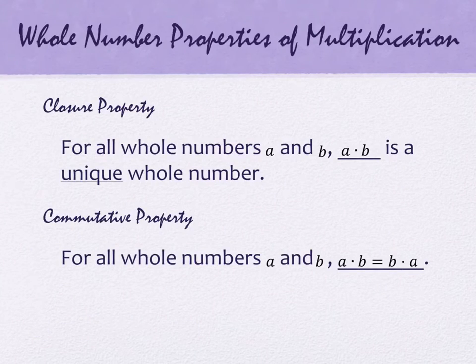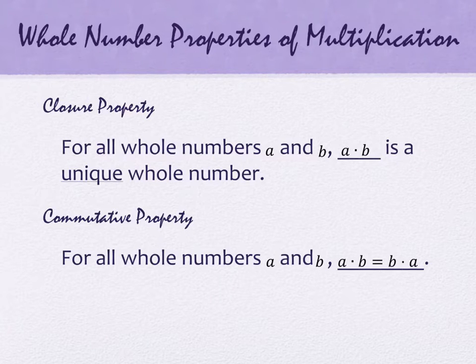All right, so there are some of these that have similar properties, or at least similarly named properties, inside of the addition section. So some of these definitions are very similar. The first one is the closure property. The closure property says that for all whole numbers, if you multiply two whole numbers, you get another unique whole number. Which, of course, you know to be true. You never multiplied two whole numbers and got a fraction or a decimal. Always just another whole number.